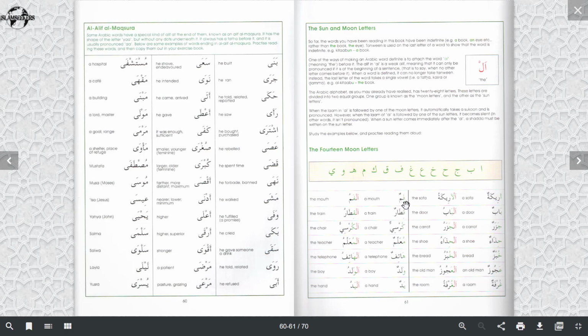Column 2. فم. A mouth. الفم. The mouth. قطار. A train. القطار. The train. كرسي. A chair. الكرسي. The chair. معلم. A male teacher. المعلم. The male teacher. هاتف. A telephone. الهاتف. The telephone. ولد. A boy. الولد. The boy. يد. A hand. اليد. The hand.